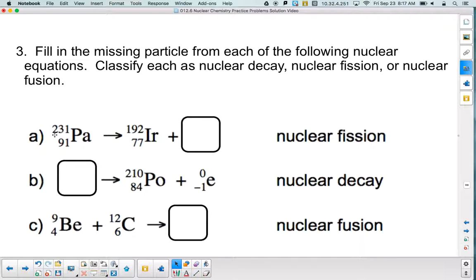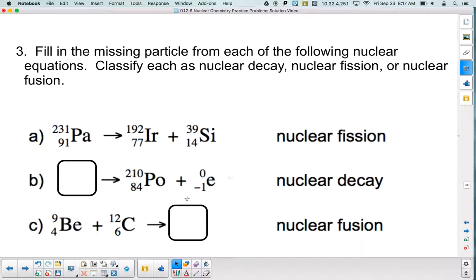So here we start with a 231, and that's equal to 192 plus 39. And 91 is equal to 77 plus 14. And element 14 on the periodic table is silicon.